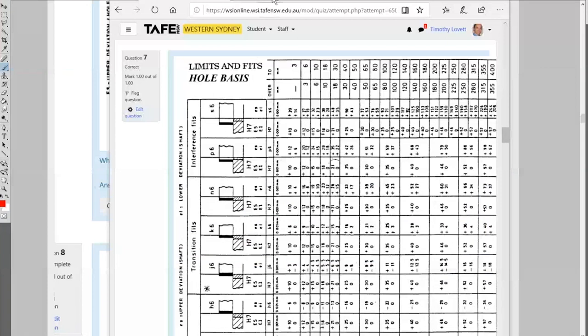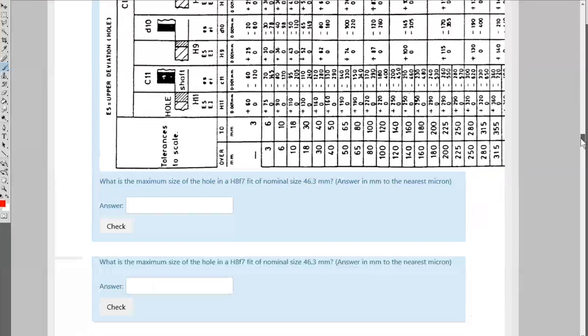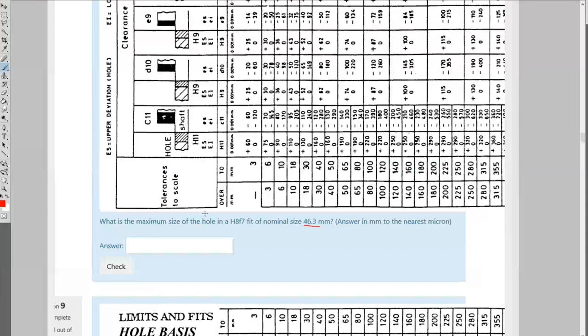Now the next question will be a continuation, I think. We've got 46.3, but that's still in the same range. Just watch out that it's a different number, 46.3. This time we're doing the maximum size of the hole. But because it's still 46.3, it's still in that same range. It'll be 40 to 50, which is this one.